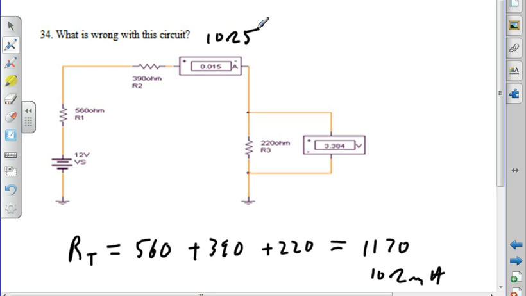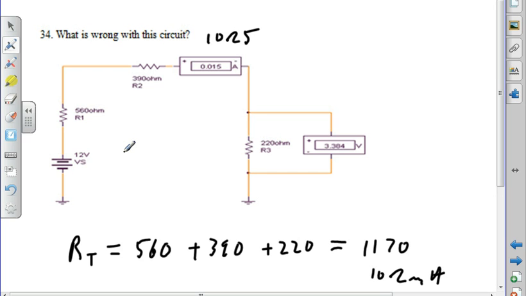Okay, so I'm going to take 3.3 6, is that 6/8? 6, 4, and I'm going to divide it by 220, and I got 15. So this guy is correct. So it's one of these two guys that are hosing me over.